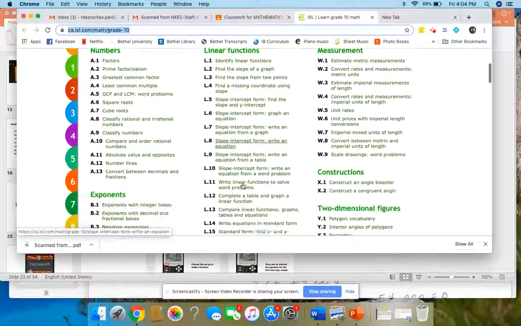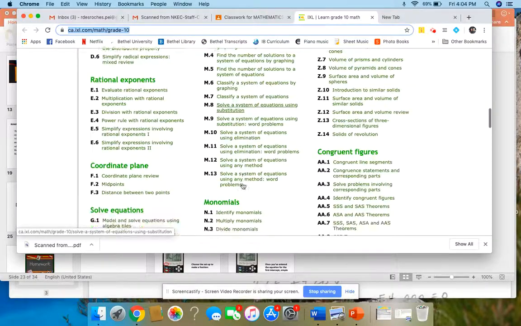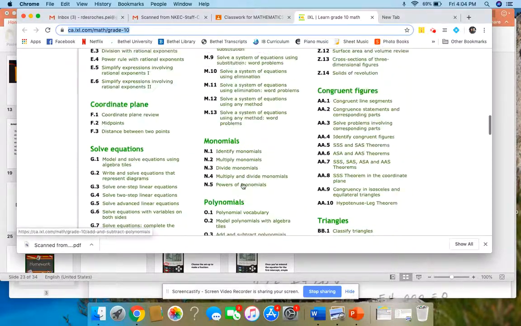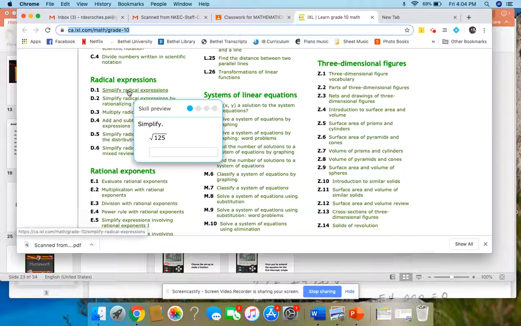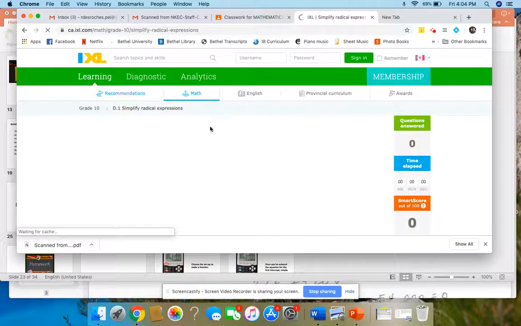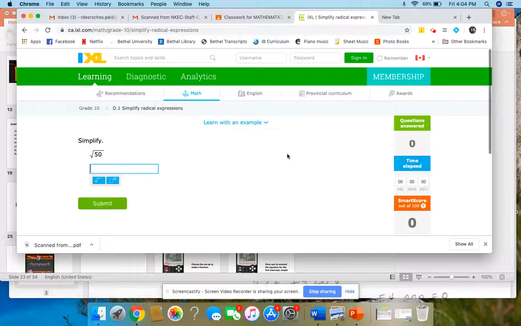This is from grade 10 math. If we scroll down, you're going to see a variety of things pop up that you should recognize. One of them was rational exponents right here, radical expressions. So let's say you're having trouble simplifying the radicals that you find inside a quadratic formula. Here's an example. Let's pop into this and see what it does for us. It gives us some questions and the opportunity to try to simplify this. The square root of 50 is the same thing as the square root of 25 times 2, so I could write it as 5 the square root of 2. And then I press it to submit it.